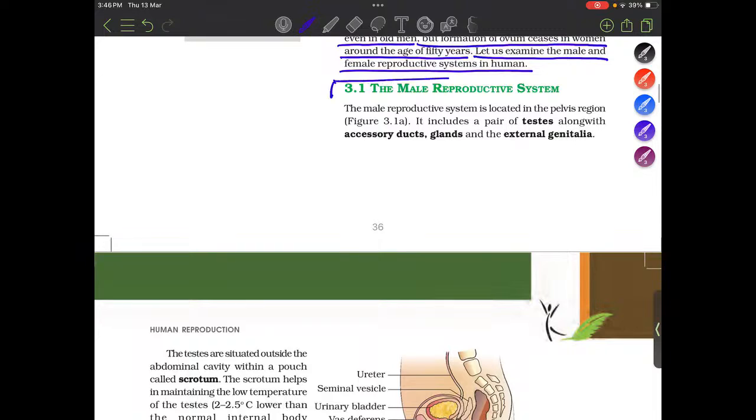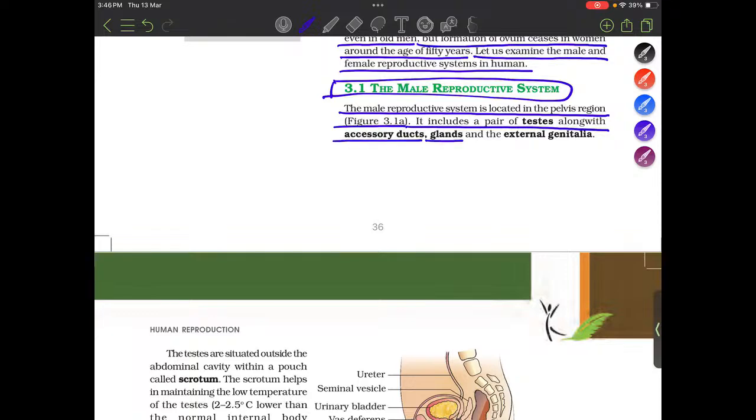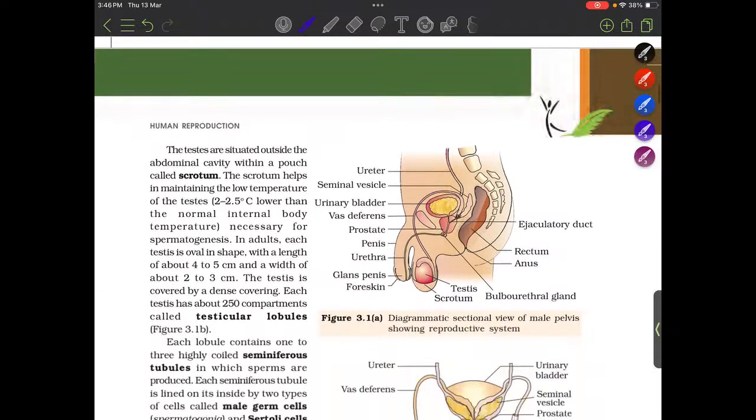3.1 The Male Reproductive System. The male reproductive system is located in the pelvis region, figure 3.1a. It includes a pair of testes along with accessory ducts, glands, and external genitalia.